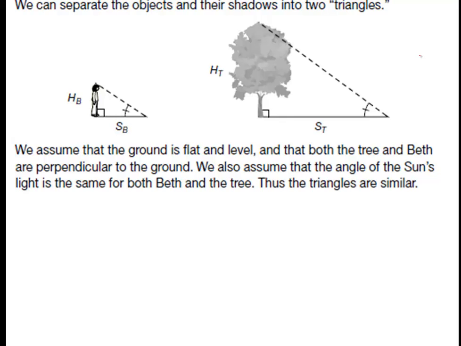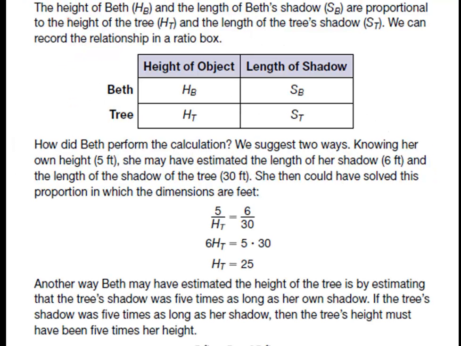Well, we can separate the two of them. We can take Beth here, and we can line her up, and we can take the tree, and we can line it up, and we can assume that the sun up here is casting the shadow the same for both of them. And so they're similar triangles. All right, so if we know a little information about Beth and her shadow and the tree shadow, we should be able to determine the height of the tree. So what we're going to do is we're going to set up a ratio box. We got Beth and we've got the tree. We're going to put the height of both in here, and we put the shadow in both.